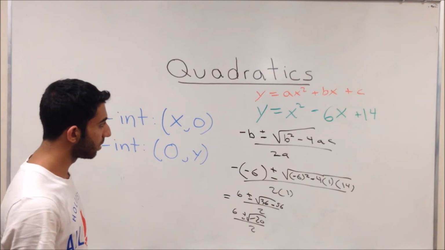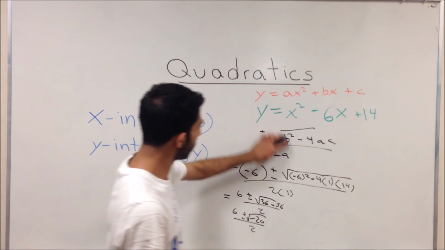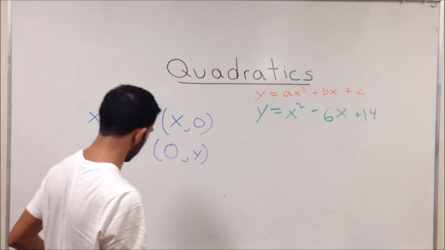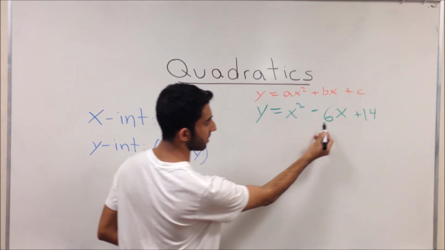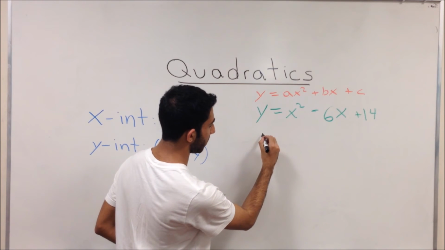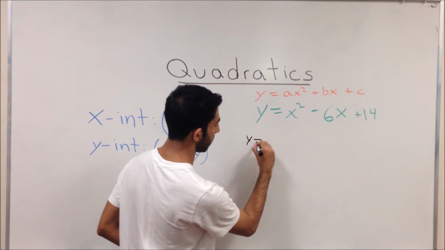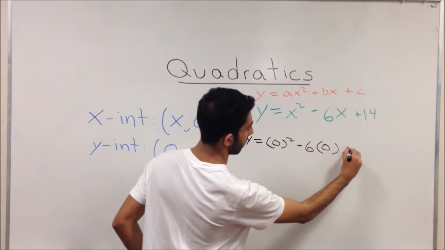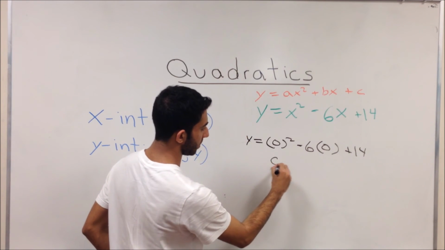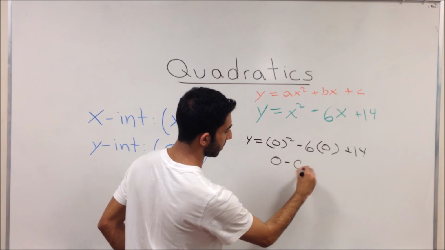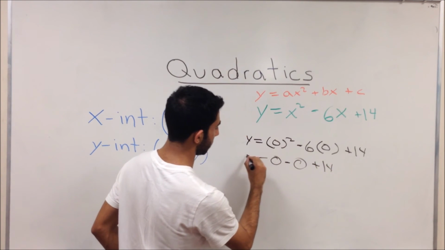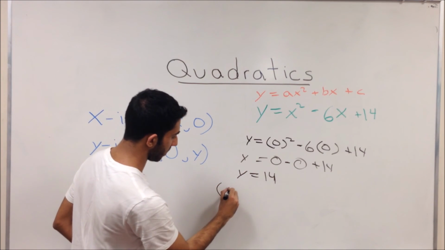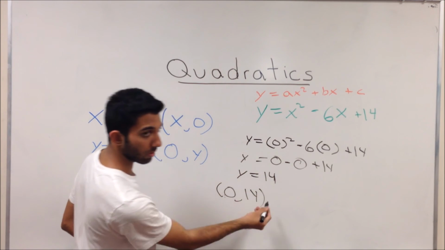The y-intercept is easier compared to solving for the x-intercept. So what you will do first is plug 0 into your main expression. So here, the expression is x squared minus 6x plus 14. You will put 0 into x. So y equals 0 squared minus 6 times 0 plus 14. 0 squared is 0, minus 6 times 0 is 0, plus 14. And your answer is y equals 14. So your y-intercept for this is 0, 14 in coordinate form.